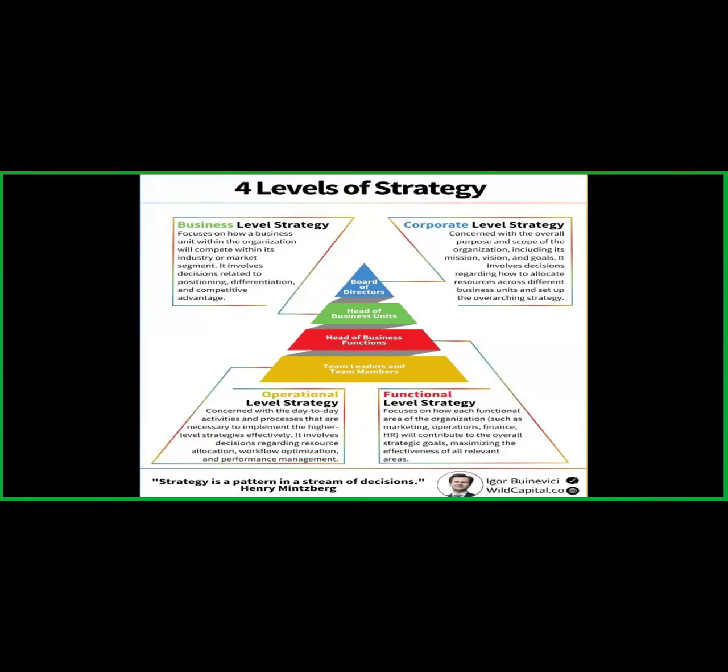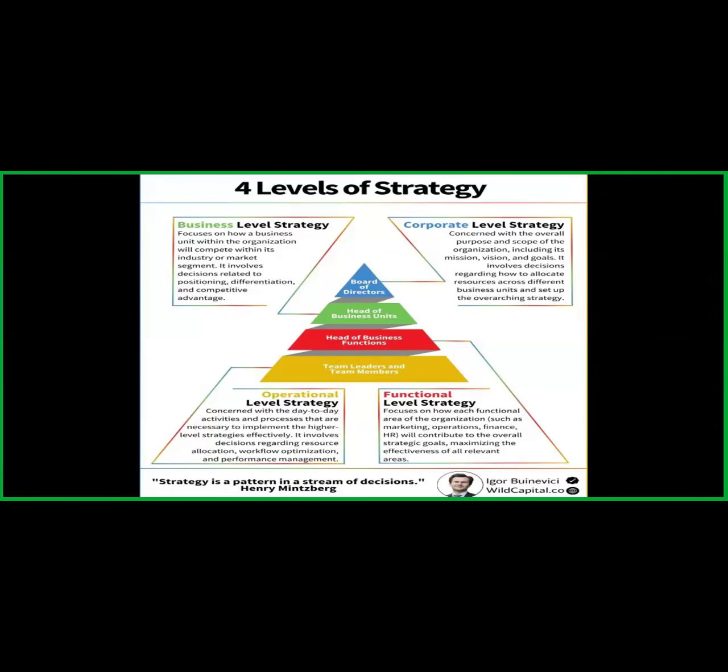Whether the organization is going for a merger or acquisition, or they will be launching a new product, or they will be coming up with a new branch, how much resources or how much funds they will be allocating to achieve the goal, all these very important and top level decisions are taken under corporate level strategy, and it is considered the highest level of the strategy.